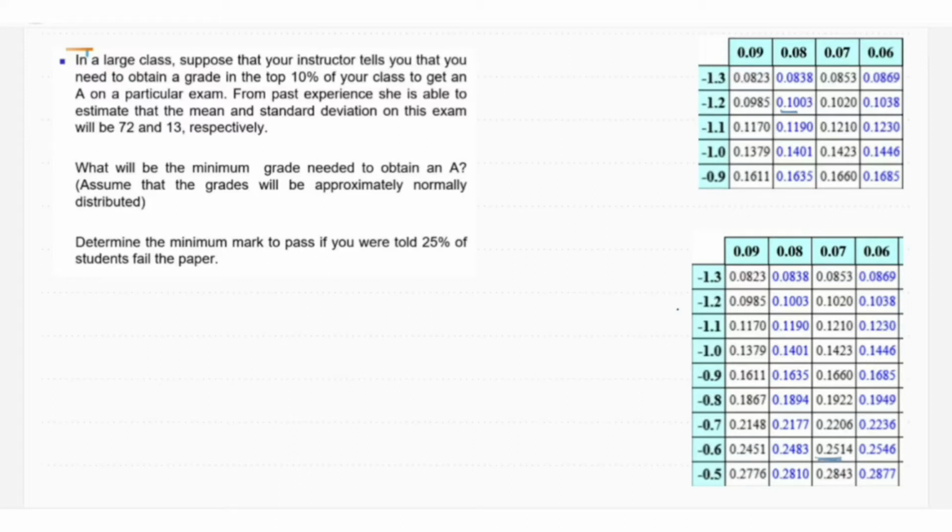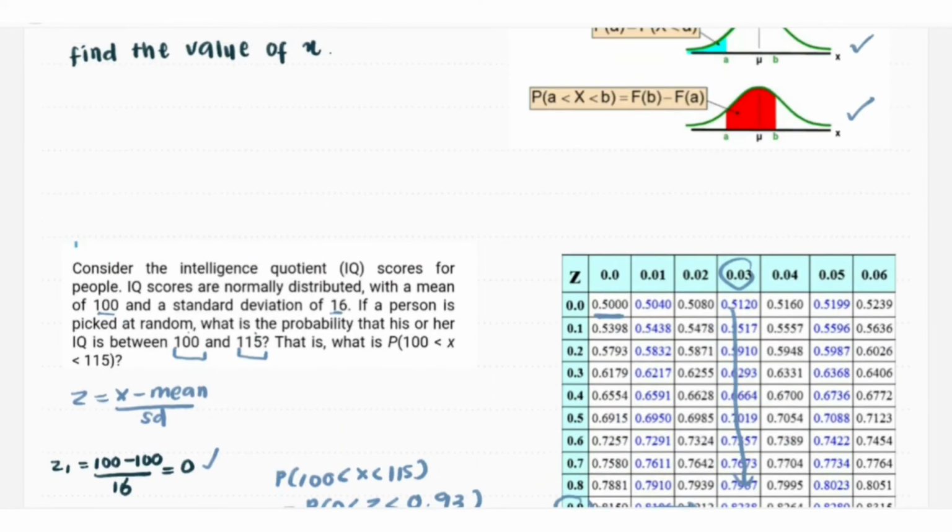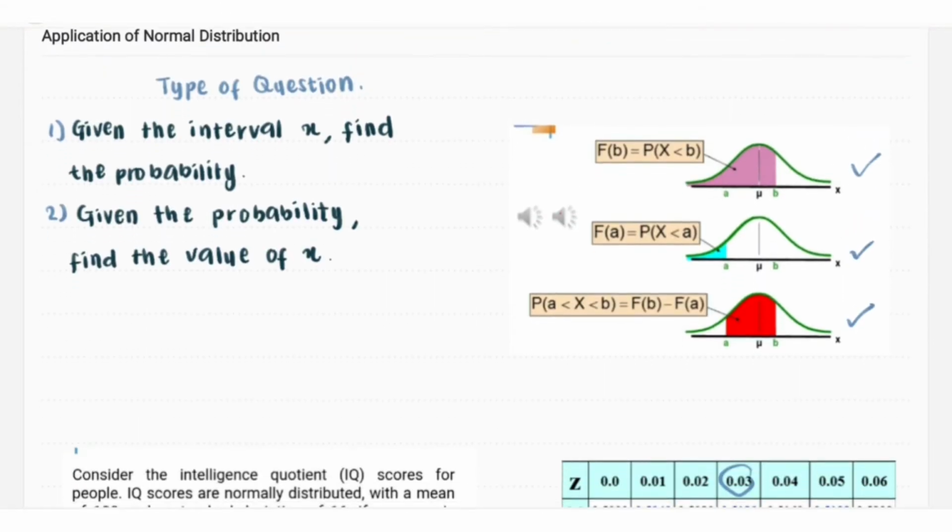So hi everyone, in this video I will show another tutorial of the application in the normal distribution. Before this, I have shown how to use the z-score table, which is to find the z value based on the z-score table. I have mentioned that there are two types of question usually asked in the exam. The first one is given the interval x and we need to find the probability, and the second one is we are given the probability and we need to find the value of x.